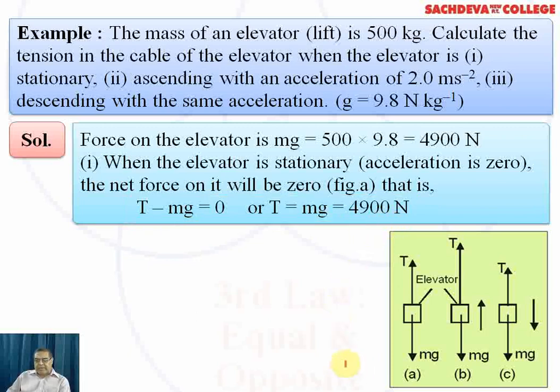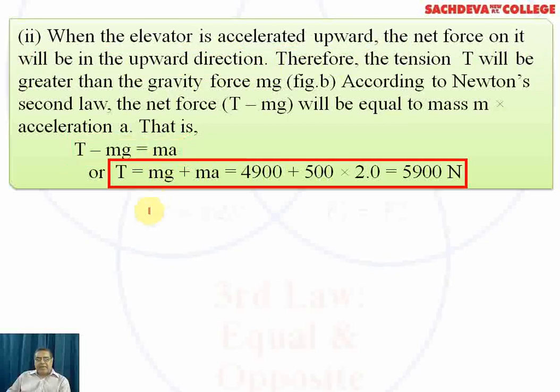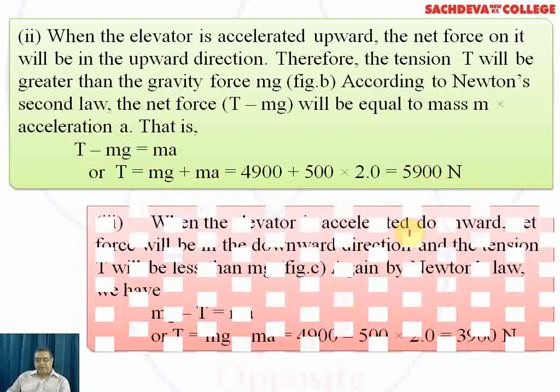In the second case, we find that the elevator is moving up. In the third case, the elevator is moving down. Now, when the elevator is accelerated upward, the net force on it will be in the upward direction. So we take the equation T minus mg is equal to ma, and T is equal to mg plus ma. The net value will become 5900 newtons.